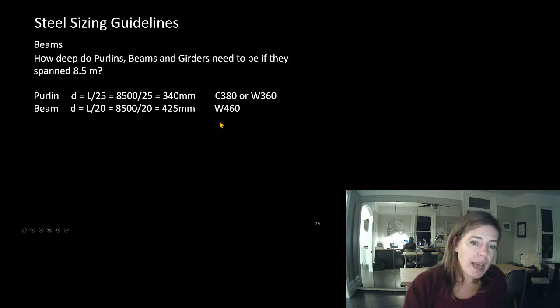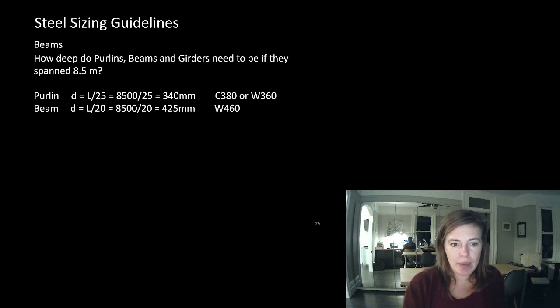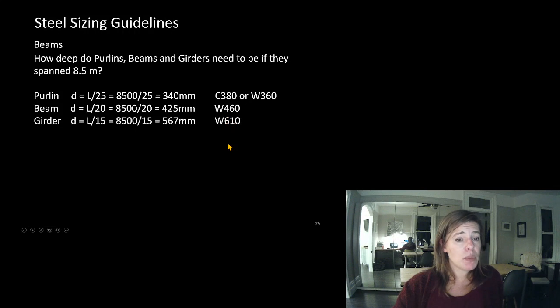Now, we're not looking at a plan here, so we don't know if this thing is a purlin or a beam or a girder, so we're sizing it all ways. If we were looking at a set of drawings, we'd be able to see what this thing that is 8.5 meters long is doing. If we saw that it was working really hard, we would probably call it a girder. And if we called it a girder, it would be the length divided by 15, or we get 567 millimeters, meaning we want a 610 for this element.